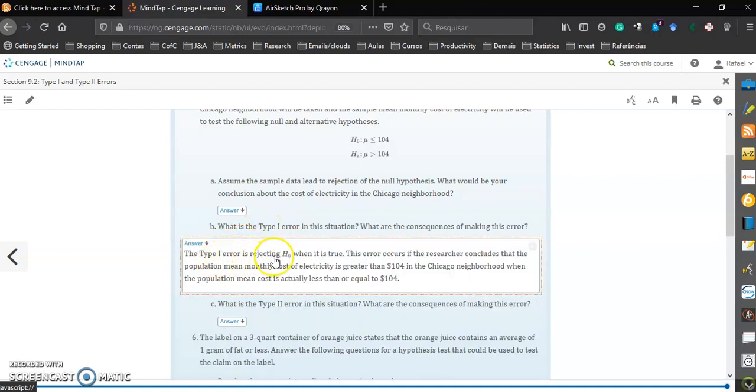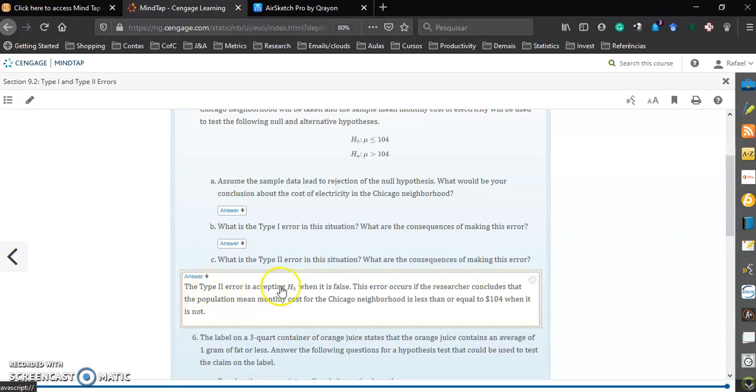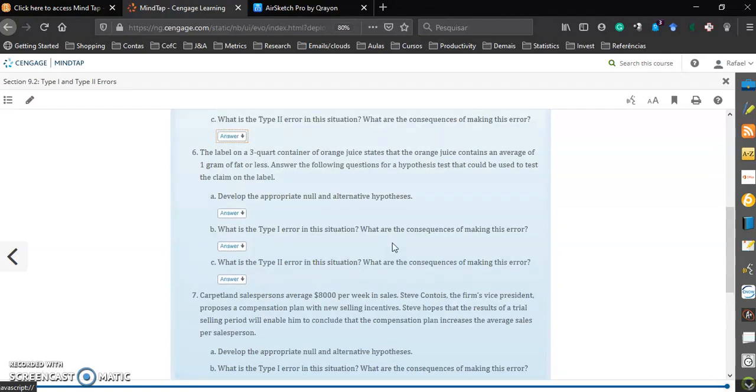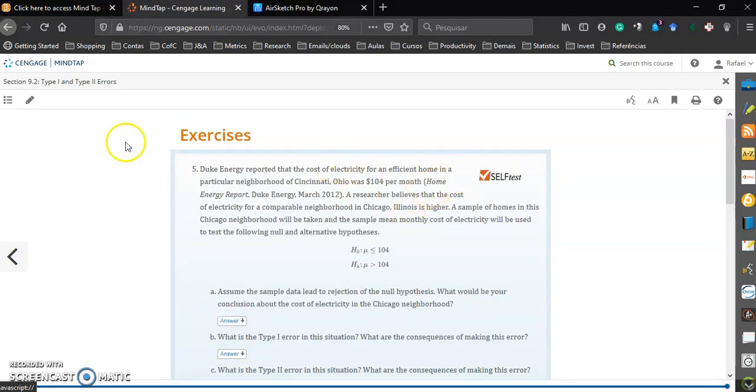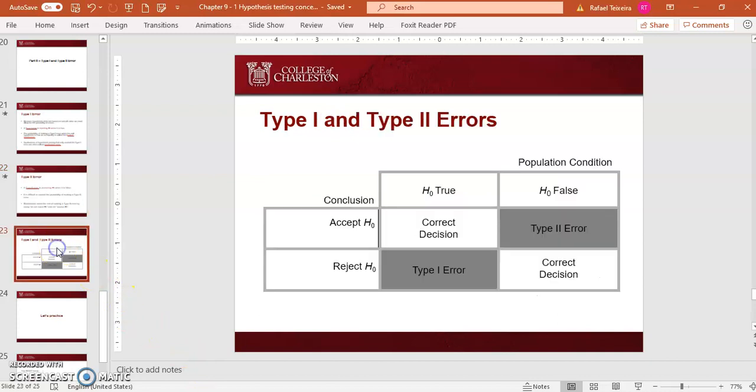Type 1 error is rejecting a null hypothesis when it is true. Okay, so you can read that later, but that's what it is saying. The type 2 error is accepting when it's false. Okay, you can keep working on this, and I ask you to practice before you do the homework assignments. Okay, and now let's go back to our slides to finish with this chart.